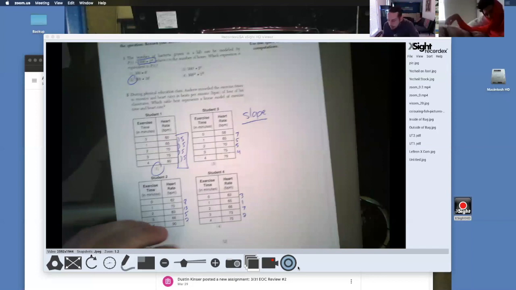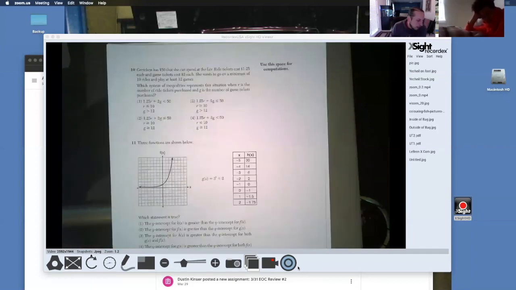All right. So on number 10, Gretchen has $50 that she can spend at the fair. Ride tickets cost $1.25. Each game ticket costs $2. She wants to go on a minimum of 10 rides and play at least 12 games. So we can figure out the equation.